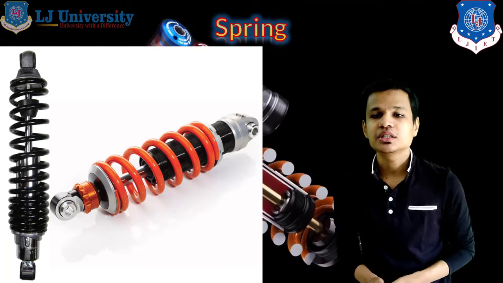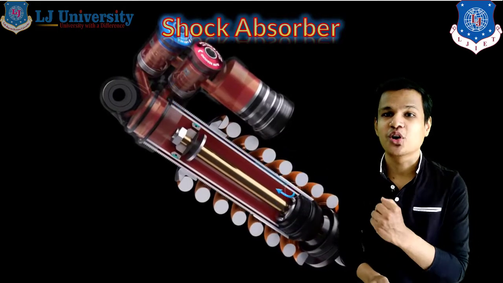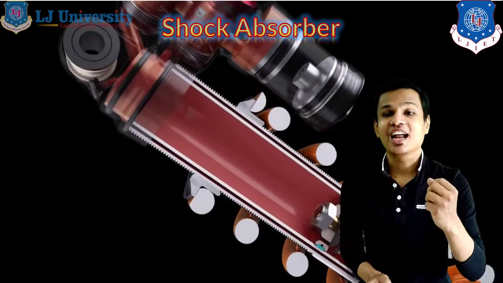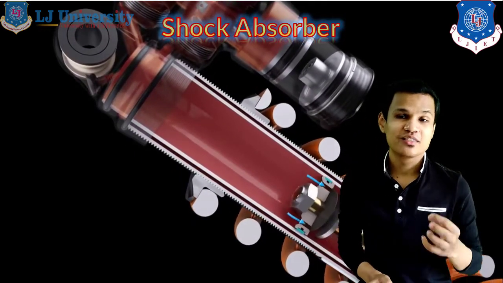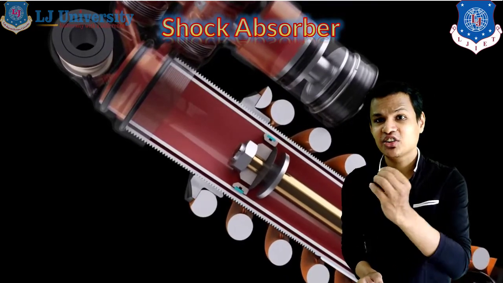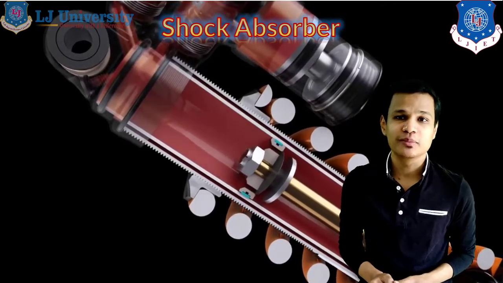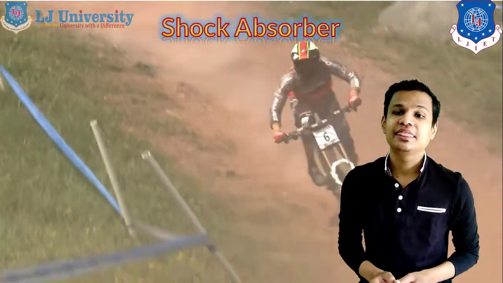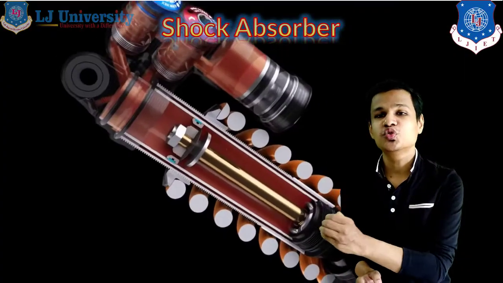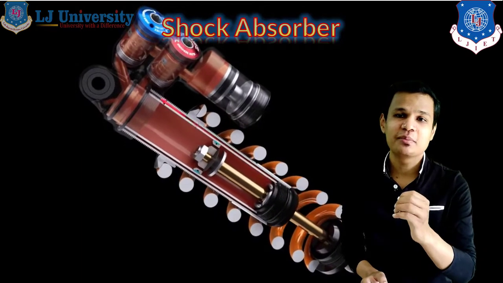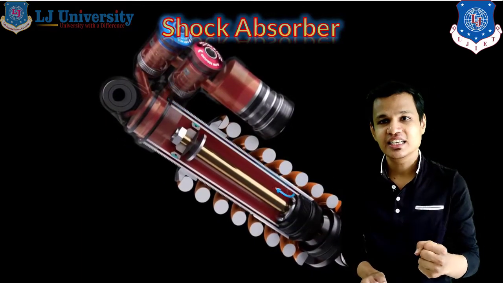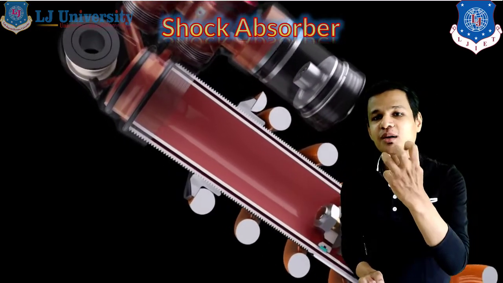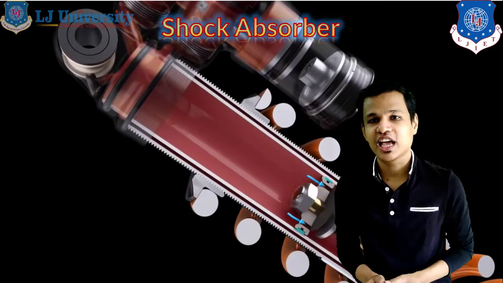The second thing is the shock absorber. How does the shock absorber work, how is the load transmitted, and how is the vibration absorbed? In the shock absorber, the vibration energy is transferred to heat energy, and that heat energy is transferred to the atmosphere. This is how we generally absorb the vibration that is generated with the help of the spring.